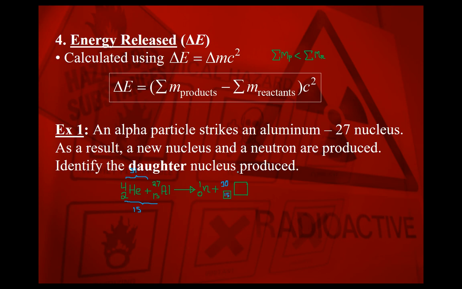Okay, which element on the periodic table has an atomic number of 15? I believe that is phosphorus, P. So that's my nuclear equation. And then what's the daughter isotope produced? We should just write down the name of it. So that's going to be phosphorus.